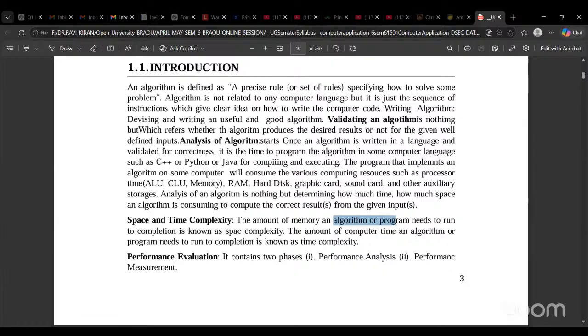The amount of computer time an algorithm or program needs to run to completion is known as time complexity.